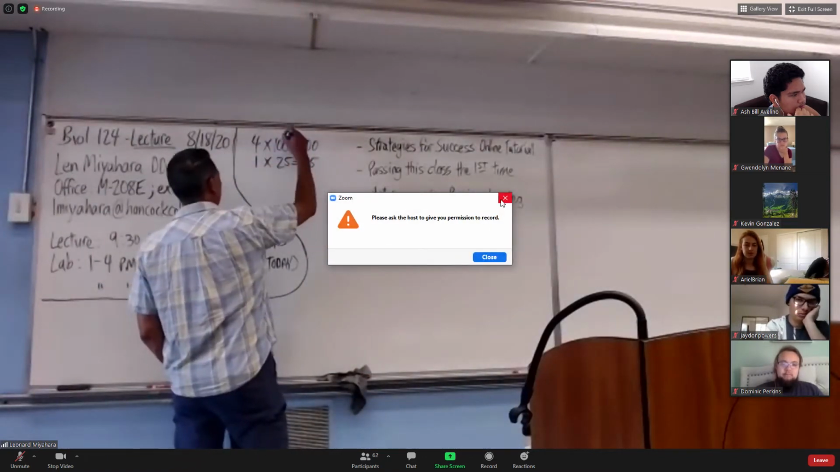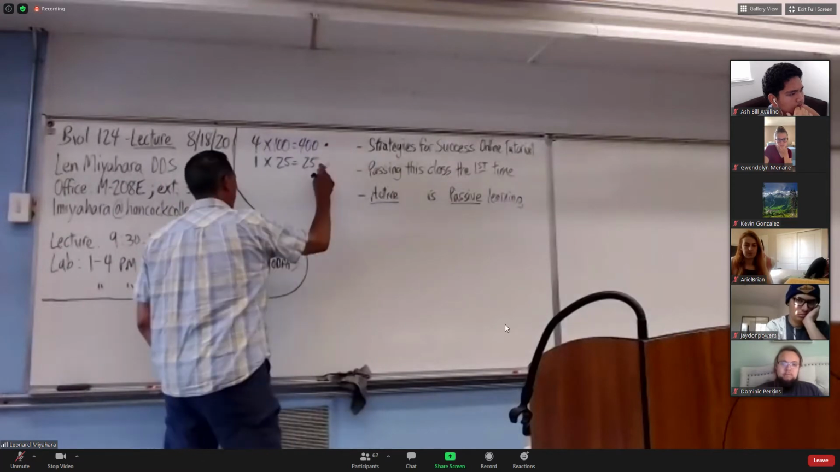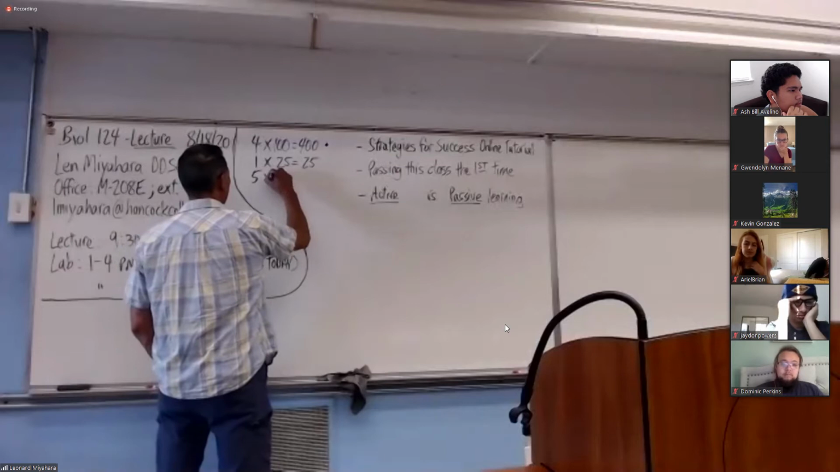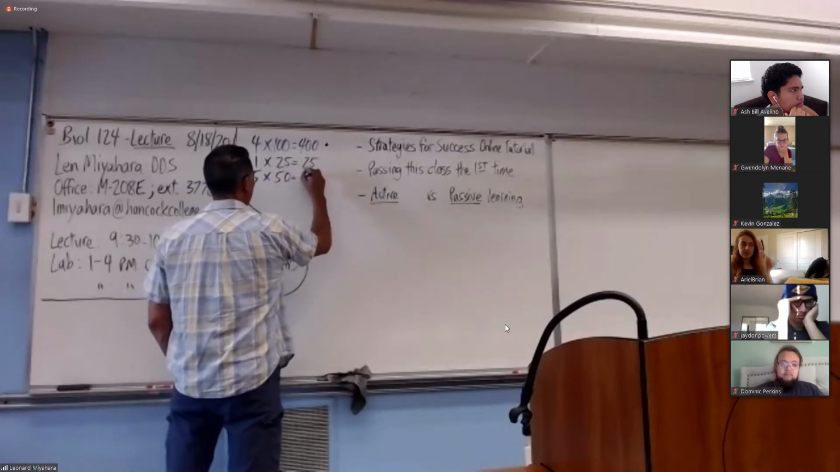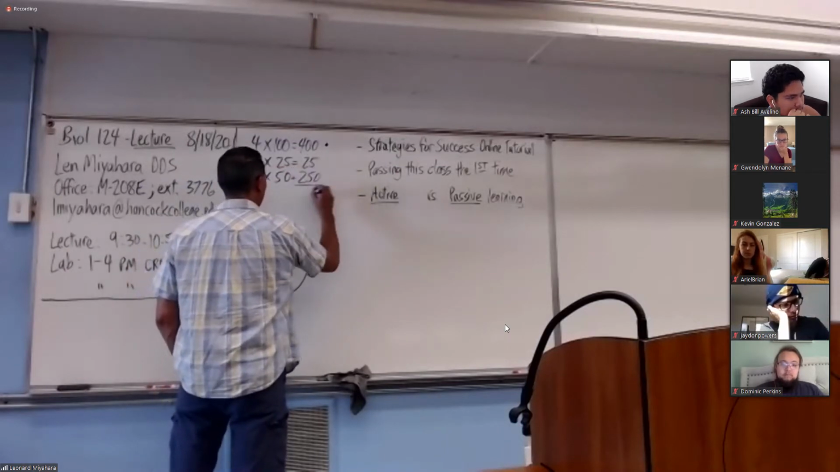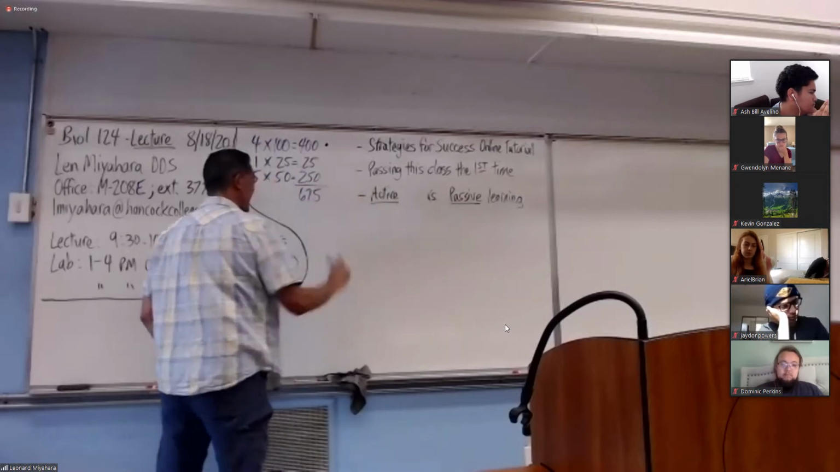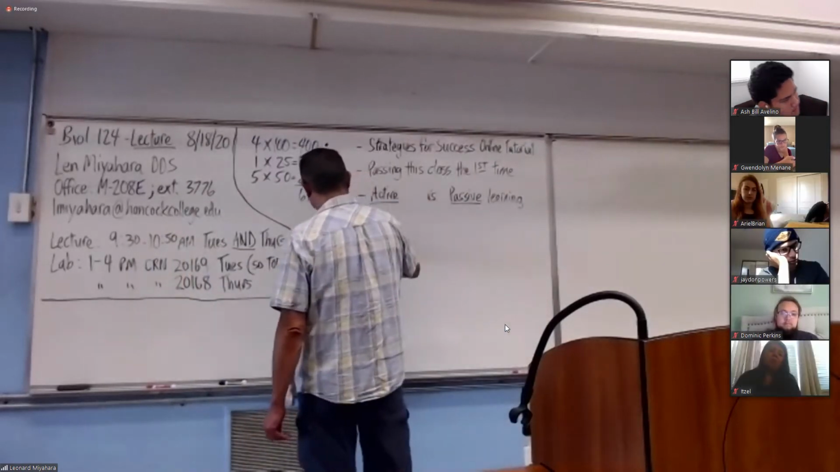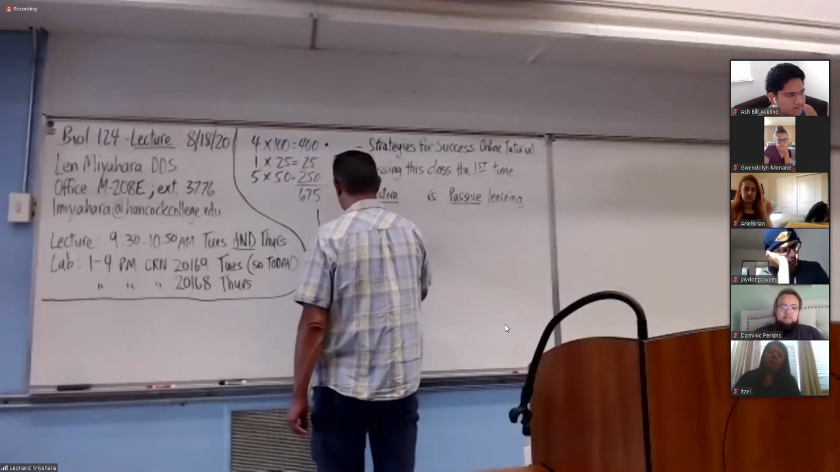All right, so this is lecture. This first one with the dot is lecture. All the rest is lab. Lab quiz is 25 points, there's 5. Lab exams, that's your 675. And out of that 675, it's all percentages.